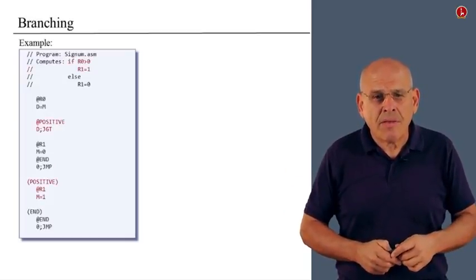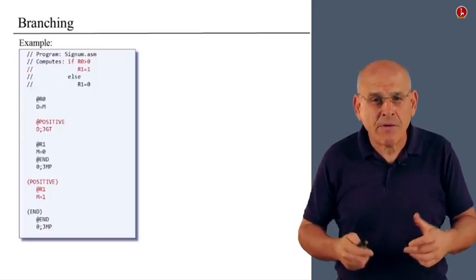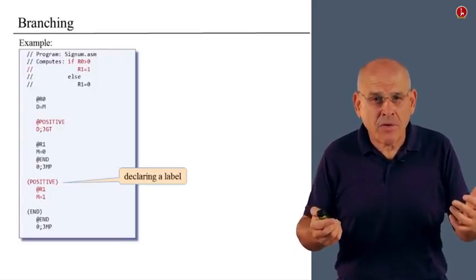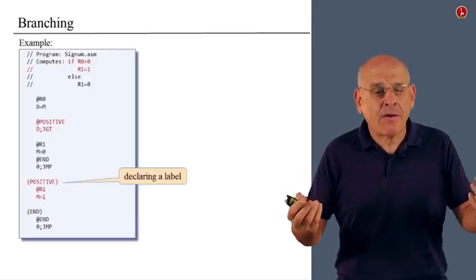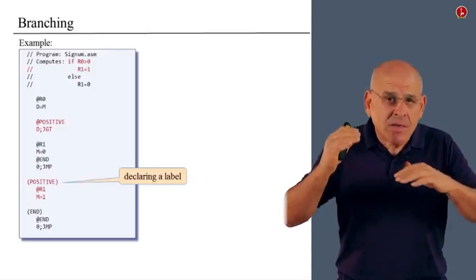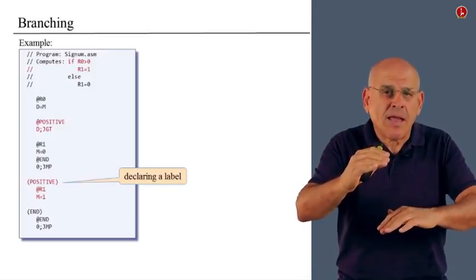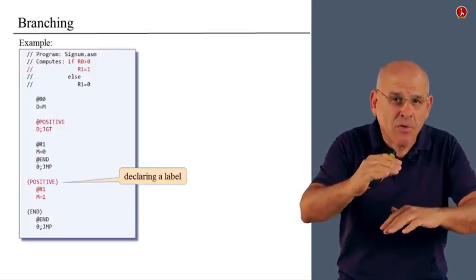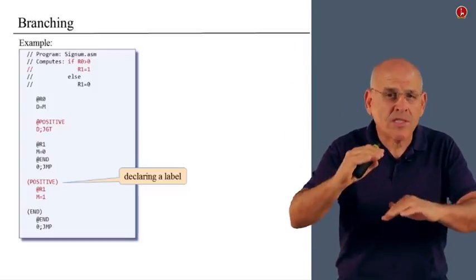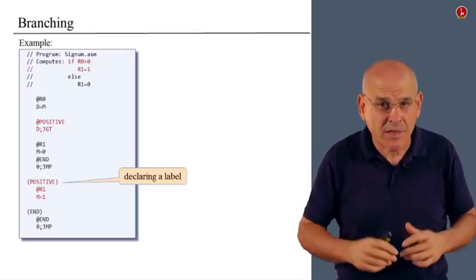And this positive label appears twice in the code. In the first place that I want you to look at, I declare this label. And basically what I'm saying here is a piece of code that I want to jump to from some other place in the program. And I'm going to call this location in the code positive.